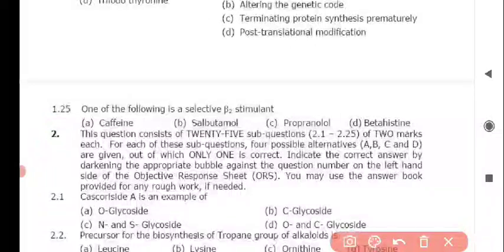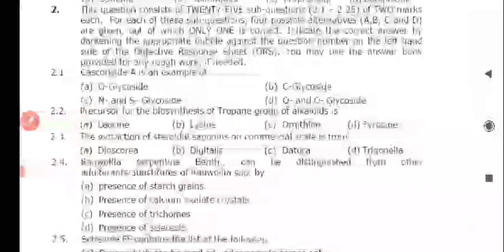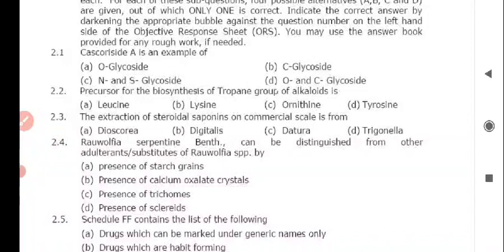The next question is, which one of the following is a selective beta 2 stimulant? The correct answer is option B, salbutamol. Now moving to the next part of this paper, which carries 2 marks for each question. The question is, cascaricide A is an example of. The correct answer is option D, O and C glycoside.